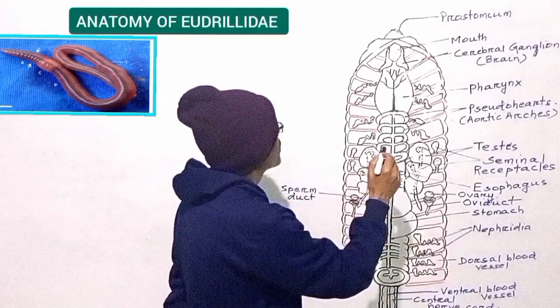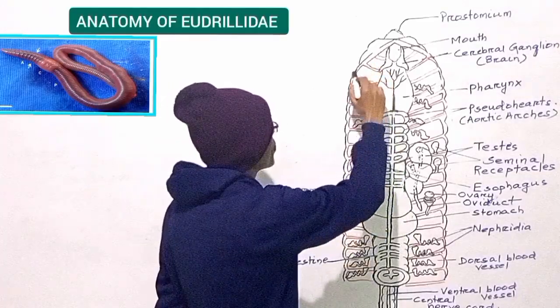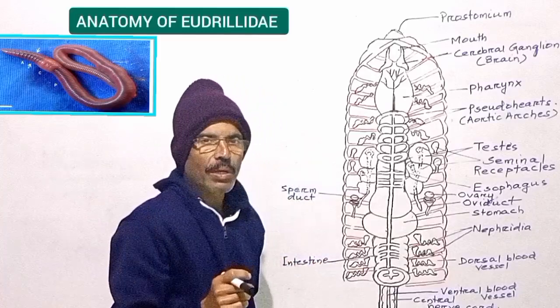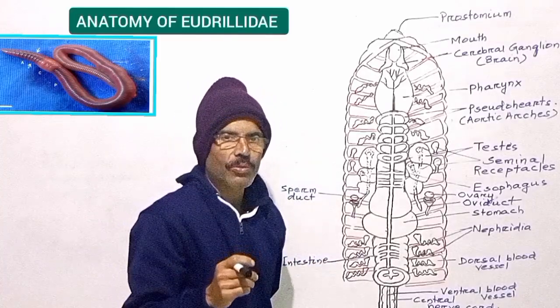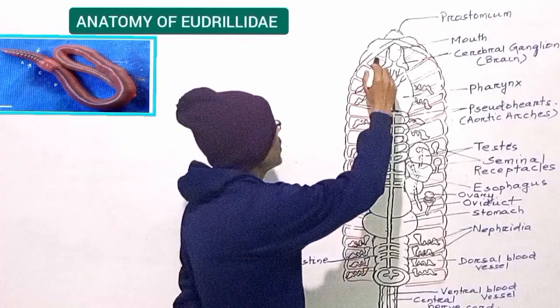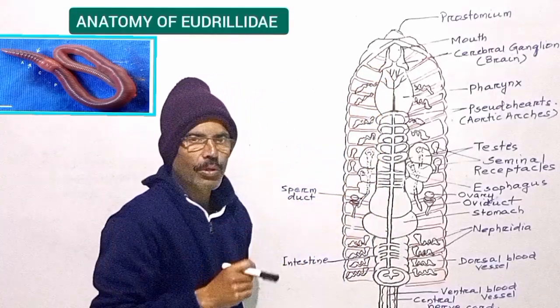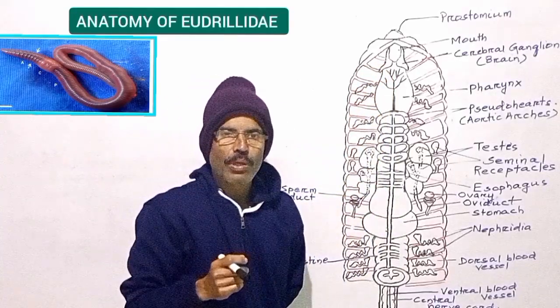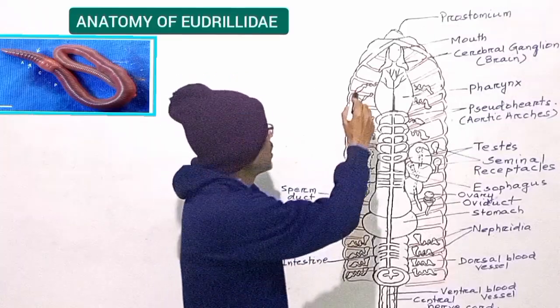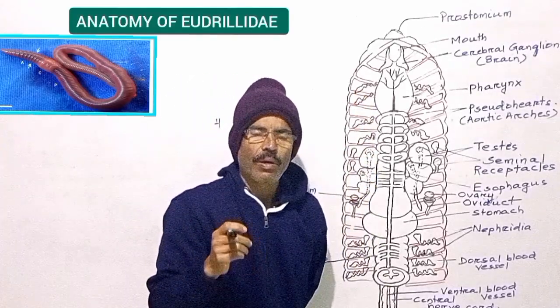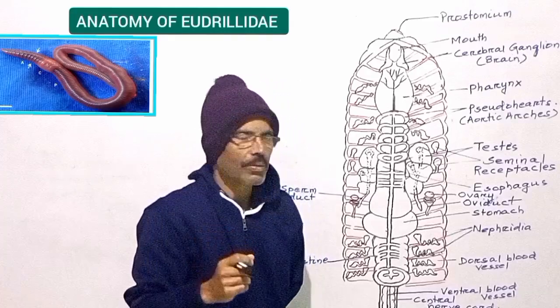The body is covered by a thin non-cellular cuticle which maintains body shape and protects internal structure. The cuticle is covered by a thin slimy layer of mucus. Below the cuticle, the epidermis is present, and below the epidermis, a layer of circular and longitudinal muscles is found.